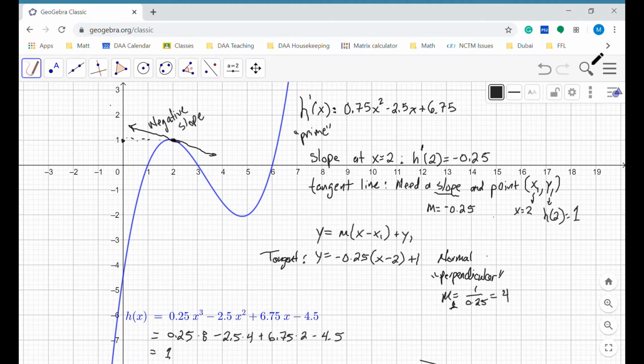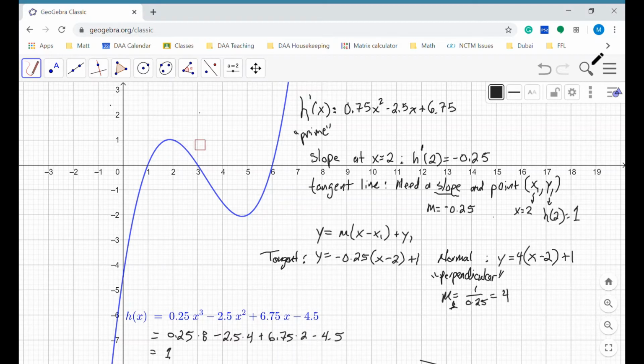Alright, so our normal line is, again, it'll be very easy. You just have to change the slope. We can use the same point because that's not changing at all. Plus 1. So what that's going to do is create a perpendicular line right here. We can see that the slope is going to be positive and something a little bit greater than 1.